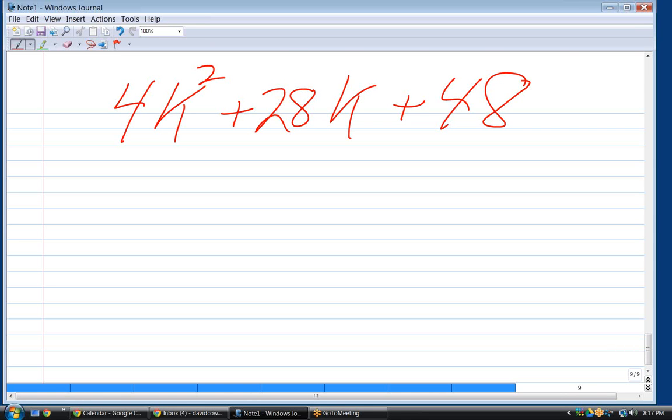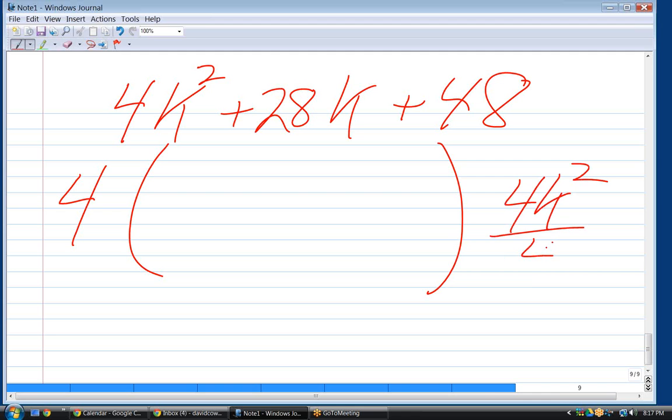So what's the first thing you always look for? Is there a greatest common factor that you can remove? 4. That's going to make things a whole lot simpler. What's left behind? Okay, 4 goes into 28. What's the first term? First term: 4k squared divided by 4. The k squared. K squared.